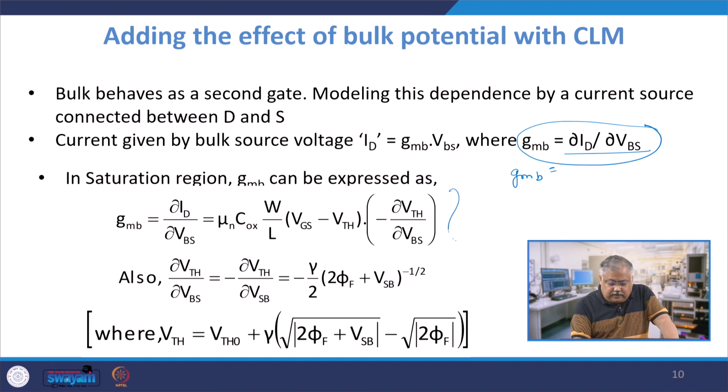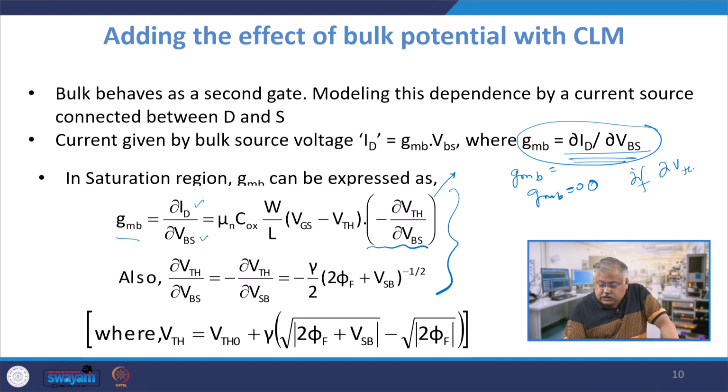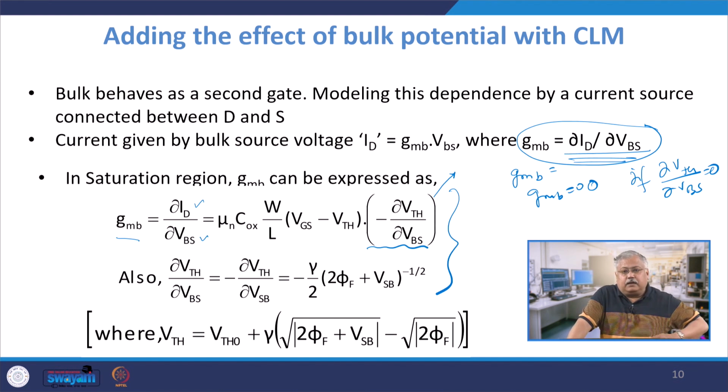Now I will not go into details of how these are derived here, but we already know that GMB can be expressed as del ID del VBS, right? This is the expression. If you solve it, you get this into consideration. A new term comes here, and that is del VT del VSB, right? Why? Because if you didn't consider the variation of threshold voltage with bulk voltage, this quantity would have been 0. My GMB should be 0 if del VT del VBS is equal to 0, right? So if there is no body effect, obviously my GMB will also be 0, which implies that there will be no change in the current even if you change the bulk body bias.